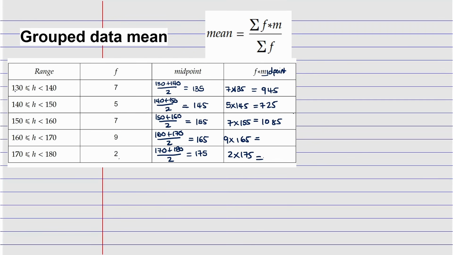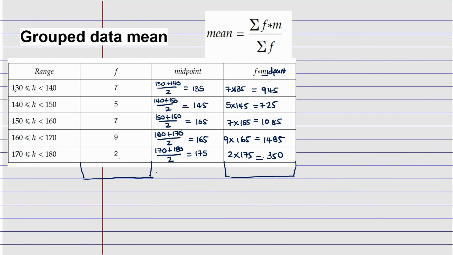1,085. Then 9 multiplied by 165 is going to give you 1485. Then when you say 2 multiplied by 175, it's going to give you 350. Right? So what is the mean? It's going to be the total of this column, meaning adding all these terms, then the total divided by the total of the frequency column.